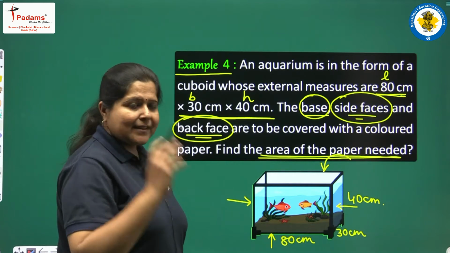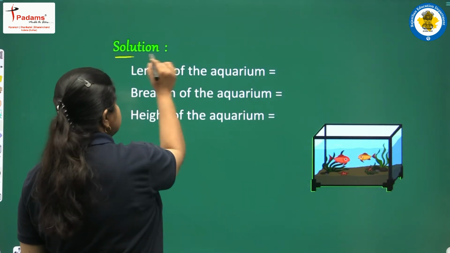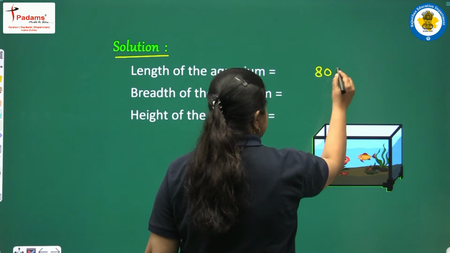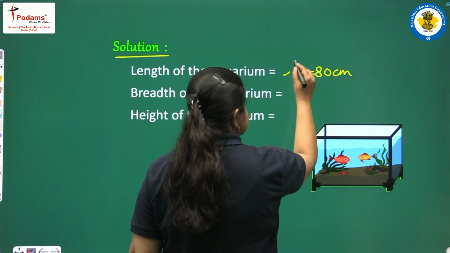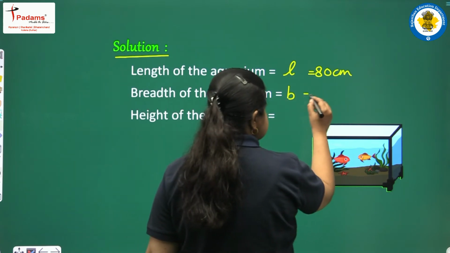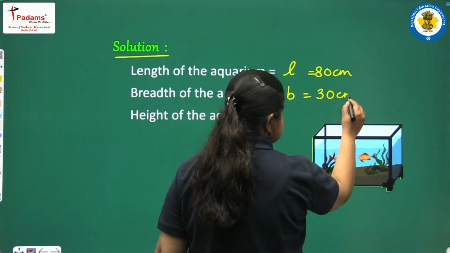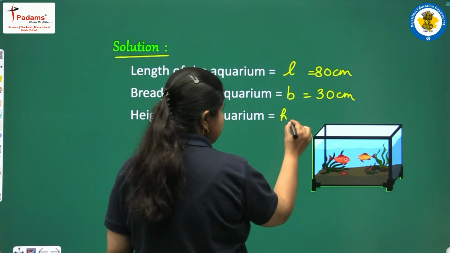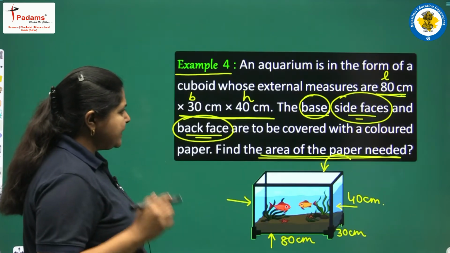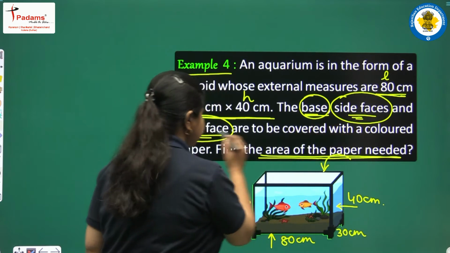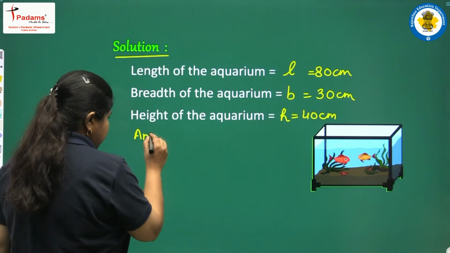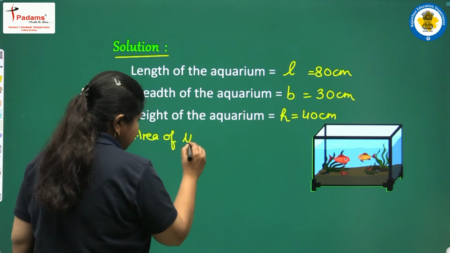Okay, we start the solution here. First we write the length of the aquarium. It is given as 80 centimeter and we denote it by the letter small l. Then we know the breadth is denoted by small b and it is given as 30 centimeter. Height of the aquarium we denote it by small h. It is given as 40 centimeter. Now we will be finding the areas of these faces one by one. We will first find the area of the base. We write here area of the base.